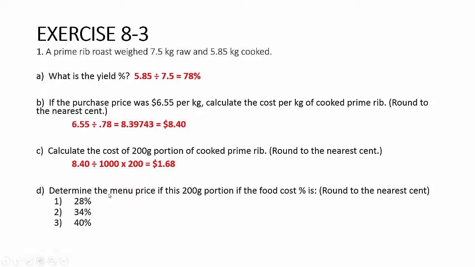Now, if we wanted to sell just 200 grams of cooked prime rib to our customer, we would have to take the EP cost and divide it by the food cost percent. So here is our EP cost of $1.68 divided by 28% gives us $6, and we just repeat the same thing for the 34% and the 40%. Remember your pyramid. If you're looking for the selling price, you take your food cost and you divide it by your food cost percent. Work that down for all three of these.